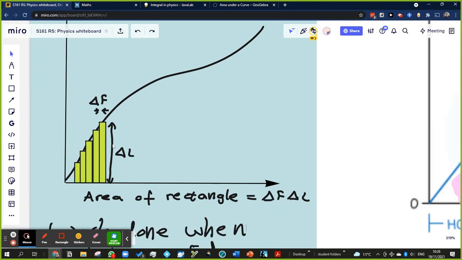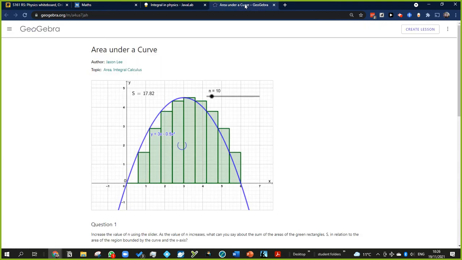And so if we just look at each individual rectangle, the width of the rectangle would be the change in the extension, and the height of the rectangle would be equal to the force applied at that point. And so the area will in fact be the work done. And when you add up all these rectangles, you can see that would be the total area. So you can see it a little bit more clearly.